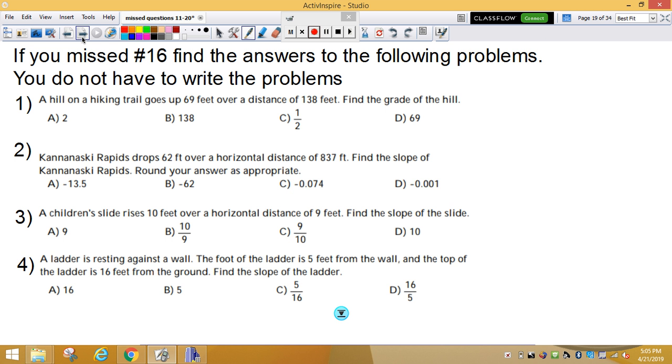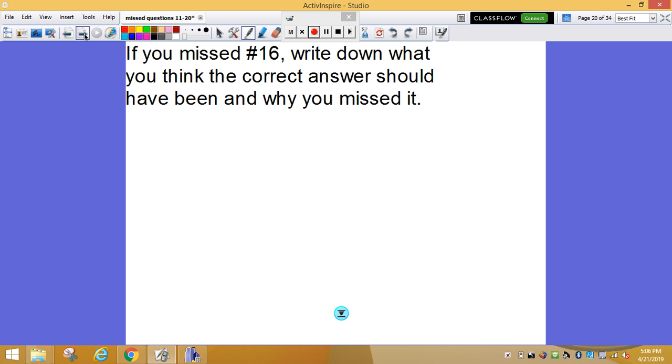So if you missed number 16, I want you to find the answers to the following problems. You do not have to write the problem down. So number 1, you can just tell me what the answer is. Remember, it's rise over run. So 1, 2, 3, 4, do these 4 problems. You can just tell me what the answer to 1 is, what the answer to 2 is, what the answer to 3 is. So pause it, do these 4. If you missed number 16, write down what you think the correct answer should have been and why you think you missed it.